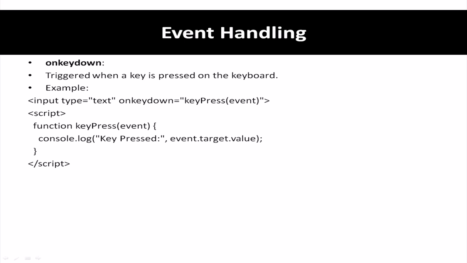So next, on key down. Whenever you press a key down, you are going to press the event. So here, event dot target value. Whatever the target value is given, it is going to show key is pressed. If you take the key and show it, it is going to show the message key is pressed.